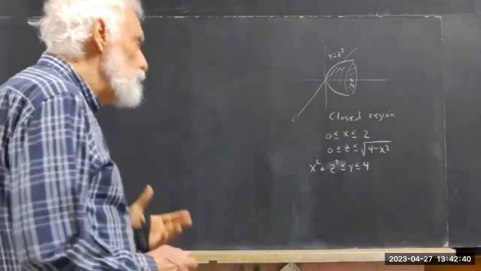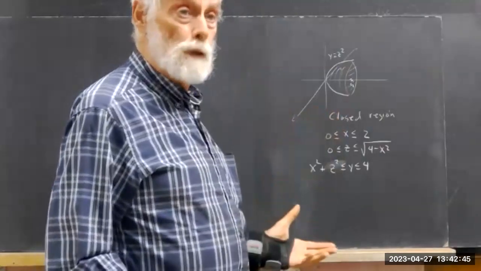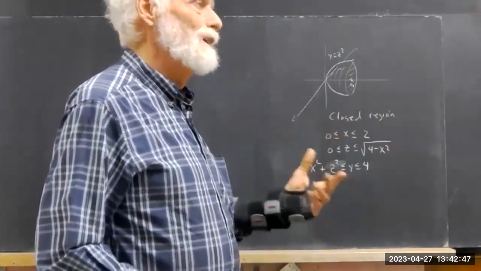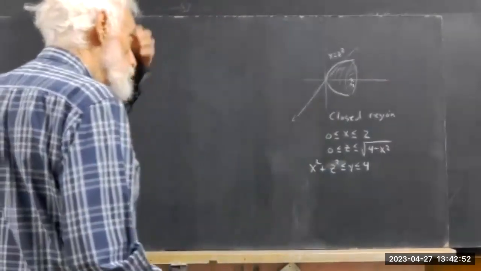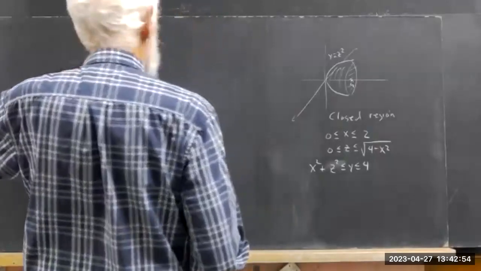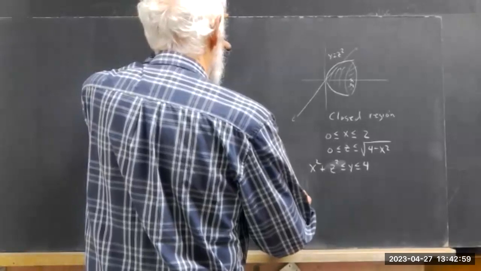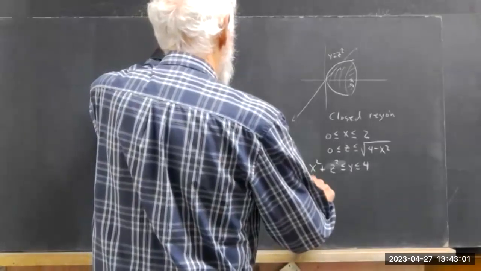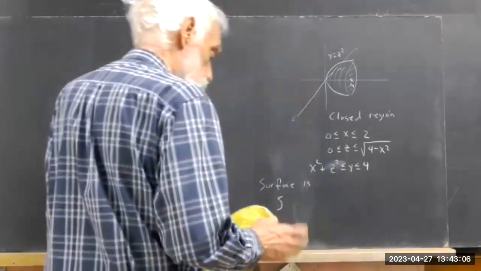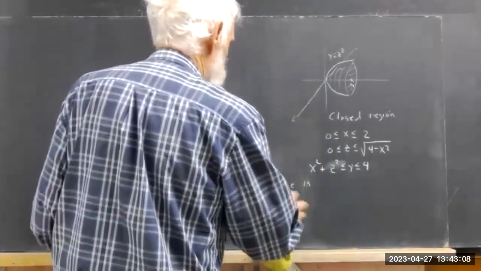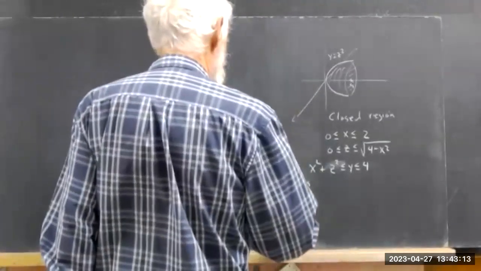And of course, we could do this in full. So, well, we'll just stick with the right thing. Okay, so we've got this closed region, the surface. They want to use capital S for the surface.